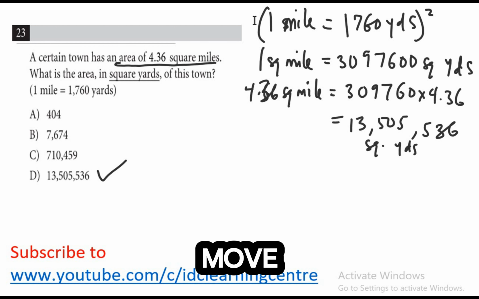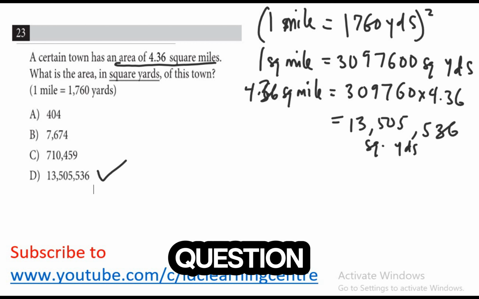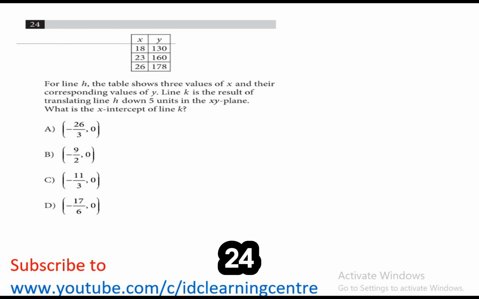All right, so we'll move on to our next question. The next question is question 24. For question 24, we have two lines, line H and line K. Line H will give us line K when we translate it down by 5 units. So we don't know the equation for line H. So the first thing to do is to get the equation for line H. With this table, which is for line H, we can get the equation.